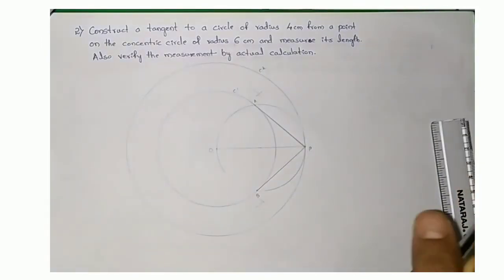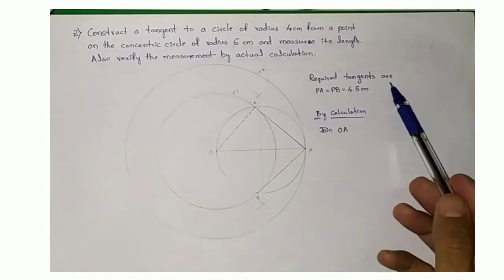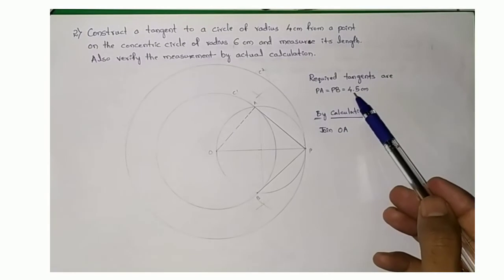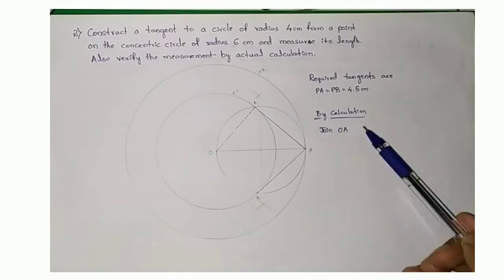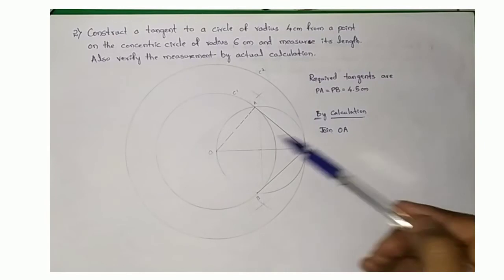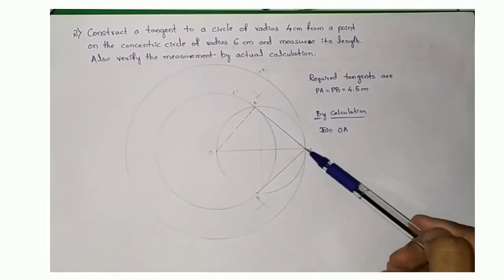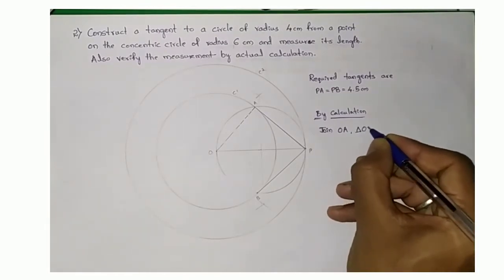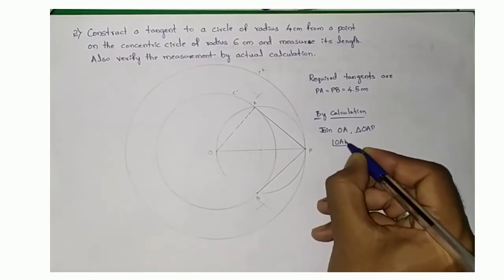Now, how to get this by calculation? We got the required tangents PA equal to PB equal to approximately 4.5 and 4.6 here. So let's verify this measurement by the actual calculation. For this we need to join OA. After joining OA, we will get triangle OAP, where angle OAP equals 90 degrees.